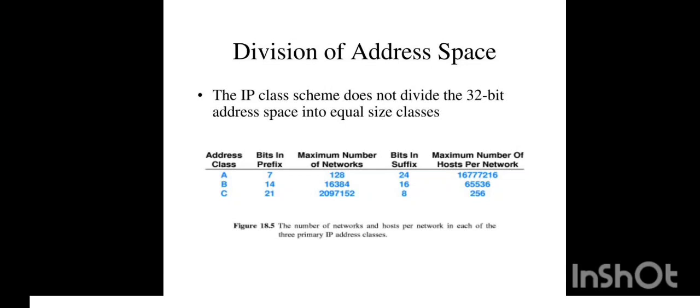The division is not of equal size, it is unequal: 7, 14, 21 bits, and then 2 power 7, 2 power 14, 2 power 21 is the maximum number. So the bits in the suffix and the maximum number of hosts per network is shown in the slide.